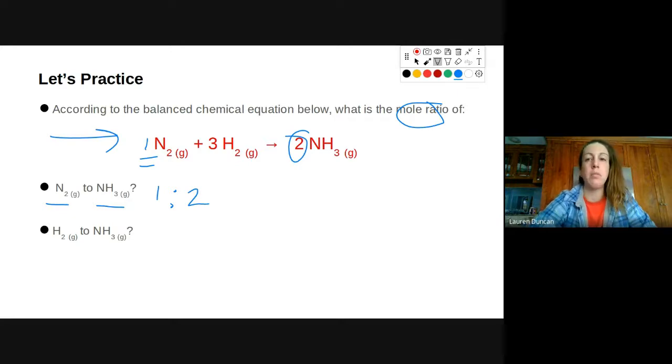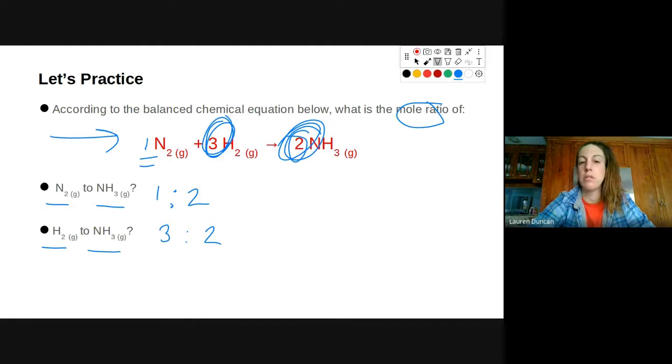Well, what's the mole ratio of H2 to NH3? Same approach. For every 3 moles of H2, I produce 2 moles of NH3 molecules. So 3 to 2 is the mole ratio of hydrogen to ammonia, NH3, according to this balanced chemical reaction. All right, congrats. You can now do a mole ratio. Just look at the coefficients and put them in a ratio to each other.